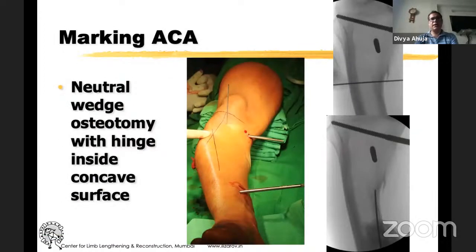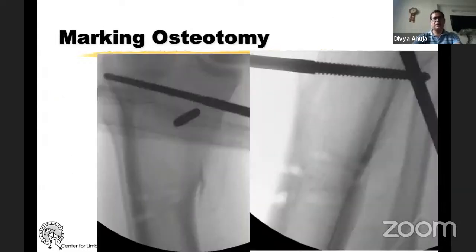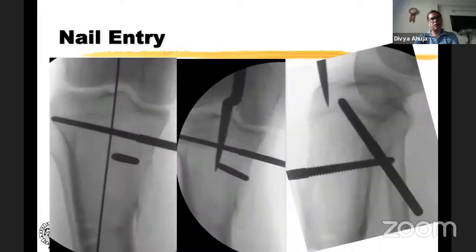Then we mark the CORA and the ACA. So here we planned for the neutral wedge with the hinge just inside that concave cortex. And drilled for the osteotomy. That's showing the wedge there. And then the nail entry was made.